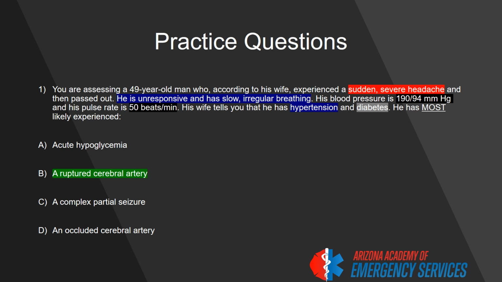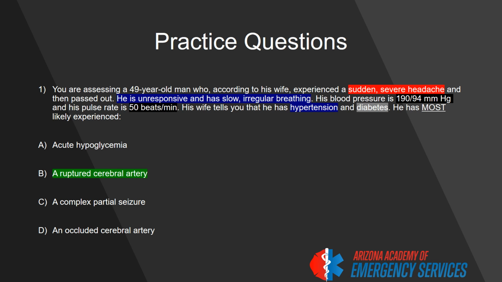So when we're looking at all of this information together, we can put it together like this. The patient has a history of hypertension, which we know can cause aneurysms, which we know can rupture and cause a hemorrhagic stroke.